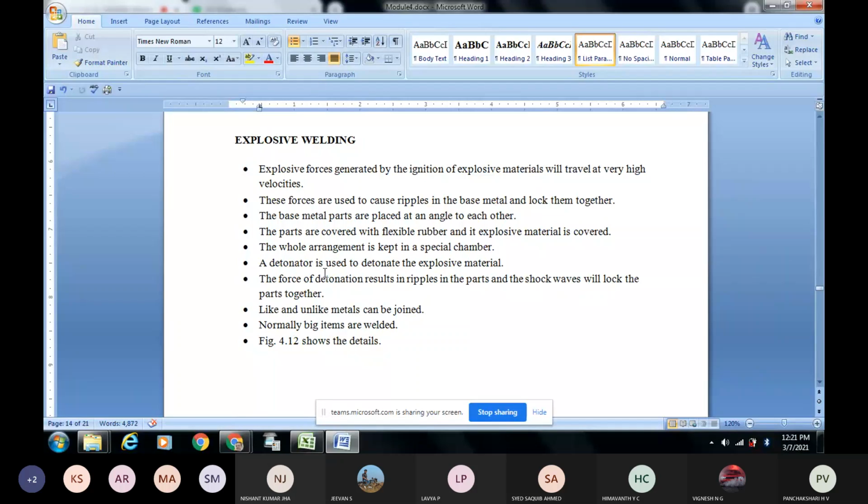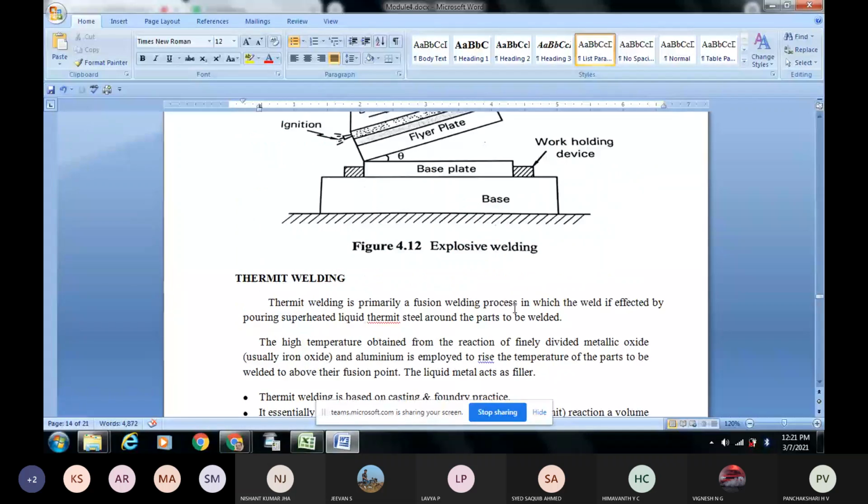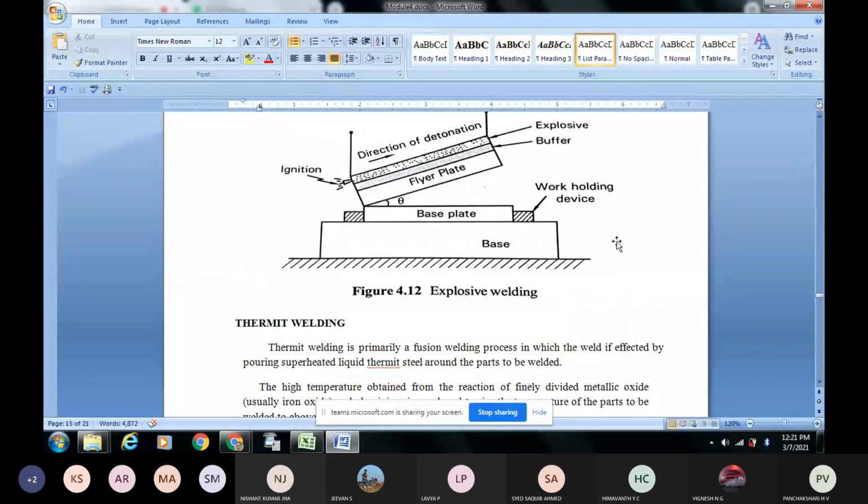Any question on this? The basic concept is very simple, but what type of detonator is to be used, what angle is to be used, all these things need to be designed in a proper way, depending upon the thickness of the material, how much kinetic energy is to be imparted, and what is the thickness and type of the detonator. The complete design is different.